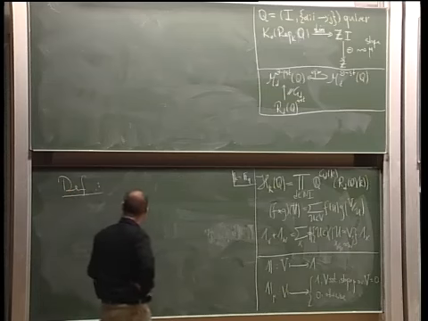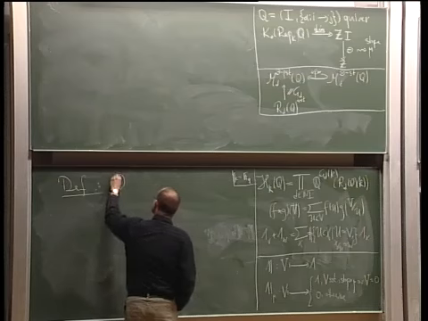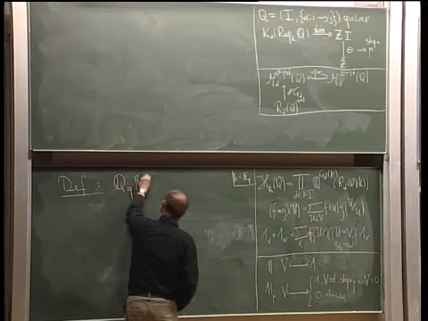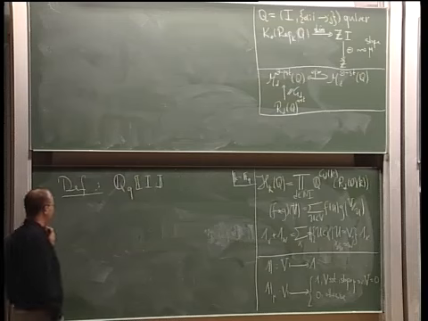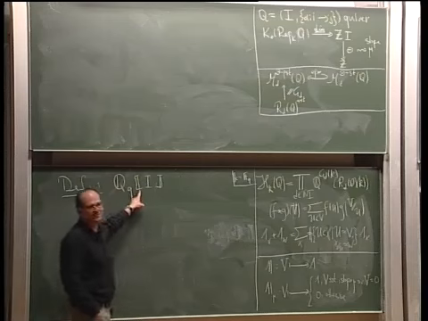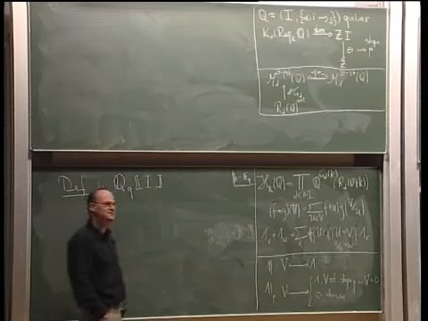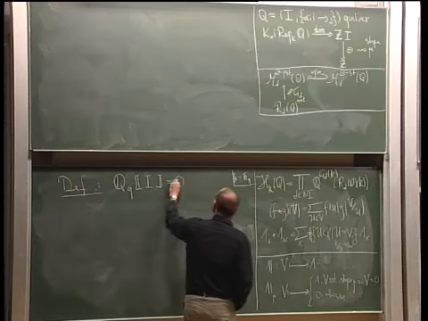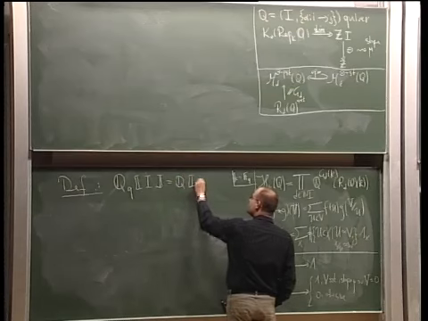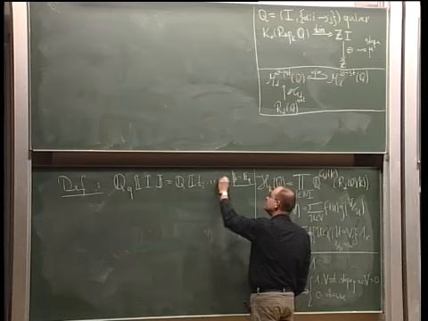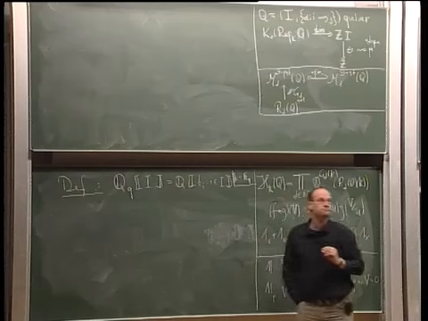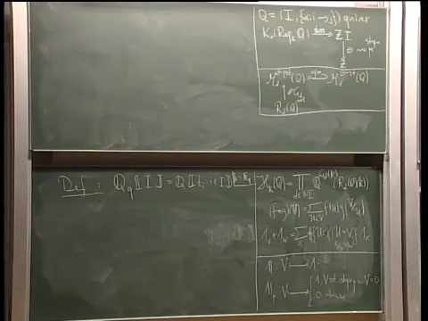So definition. Let me define a strange ring, Q of I, something like formal power series indicated by the symbols. So what is this? This is by definition a ring of formal power series in variables T_i, one variable for each vertex in the quiver. That's the formal power series ring.